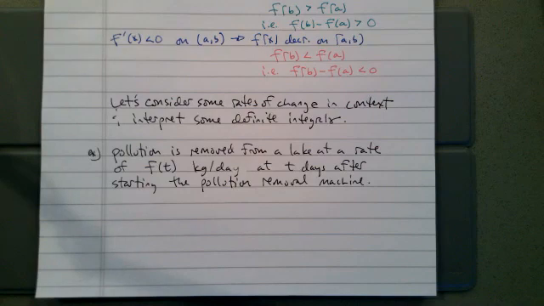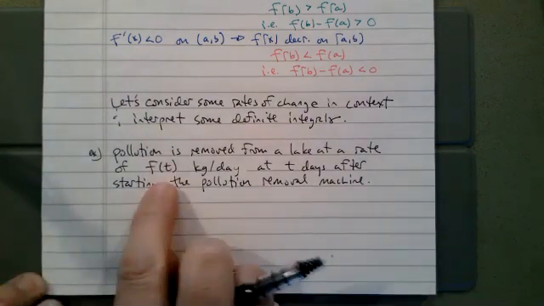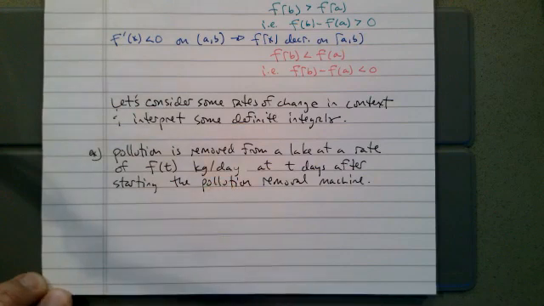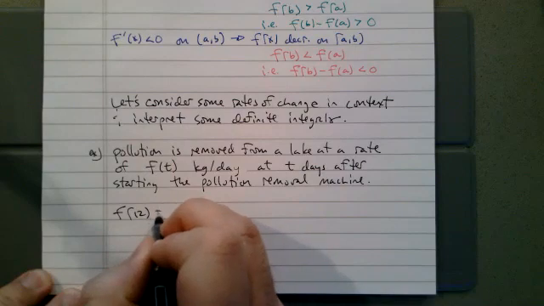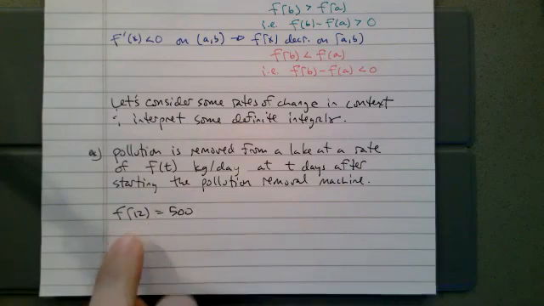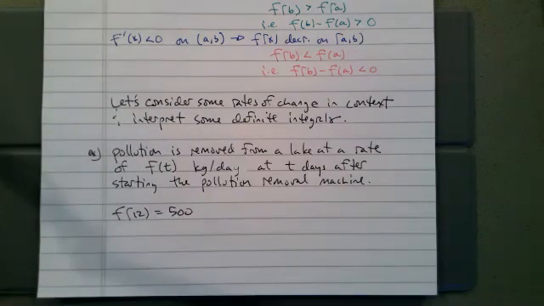So f of t is the rate of change of the pollution as it's being removed from this lake at t days after we start up our pollution removal machine. So f of t is kilograms per day. So if I have something like f of 12 is equal to 500, f is the rate of change of the pollution removal.